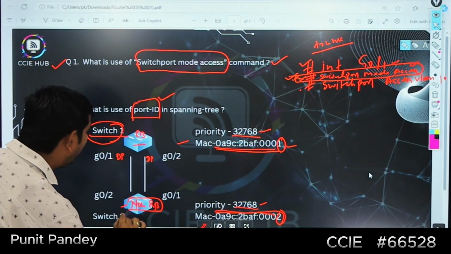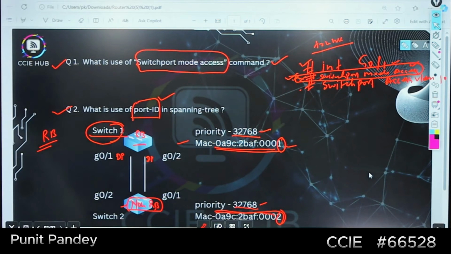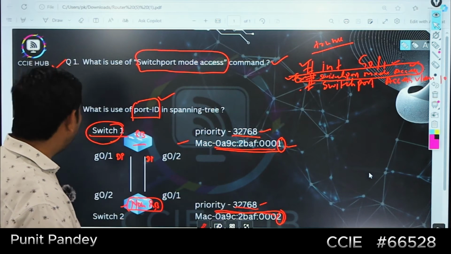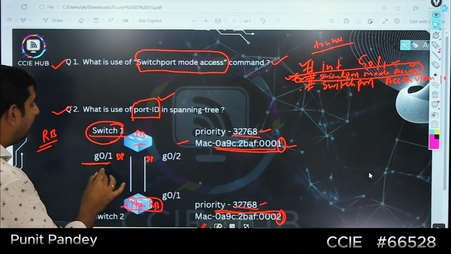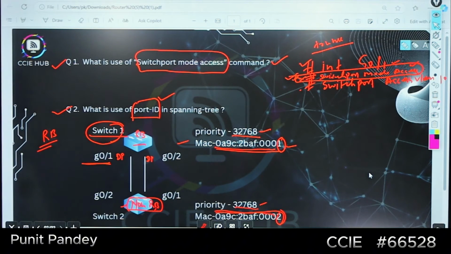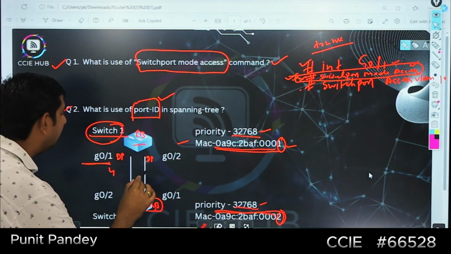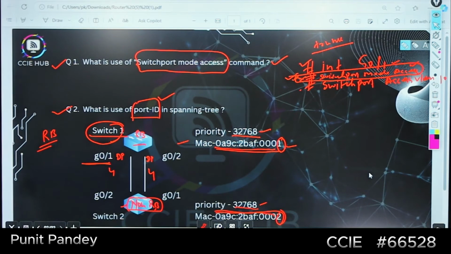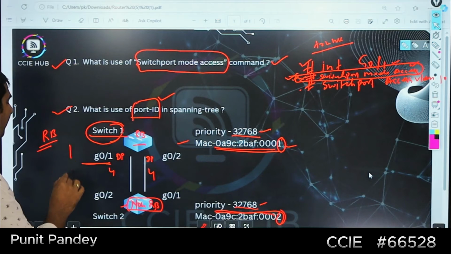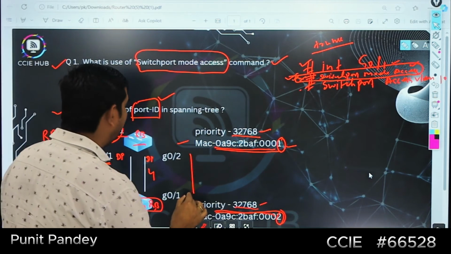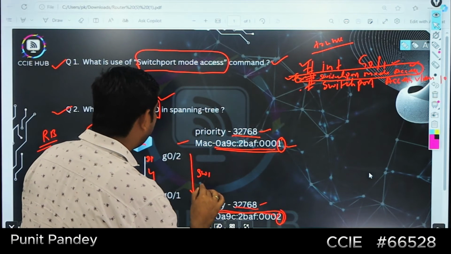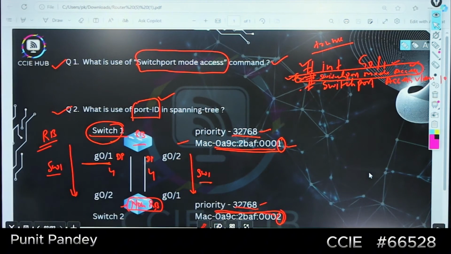So the question is, which port is going to become the RP and which port is going to become the alternate port? What will happen? First, it will look at the cost. Cost, as you know, for Gigabit Ethernet will be 4. Cost is equal for both links. Then it will look at the sender bridge ID. Who is the sender here? Switch 1. And here also, who is the sender? Switch 1. So the sender bridge ID is also a tie. Then after that, it will look at the sender port ID. What is the port ID?